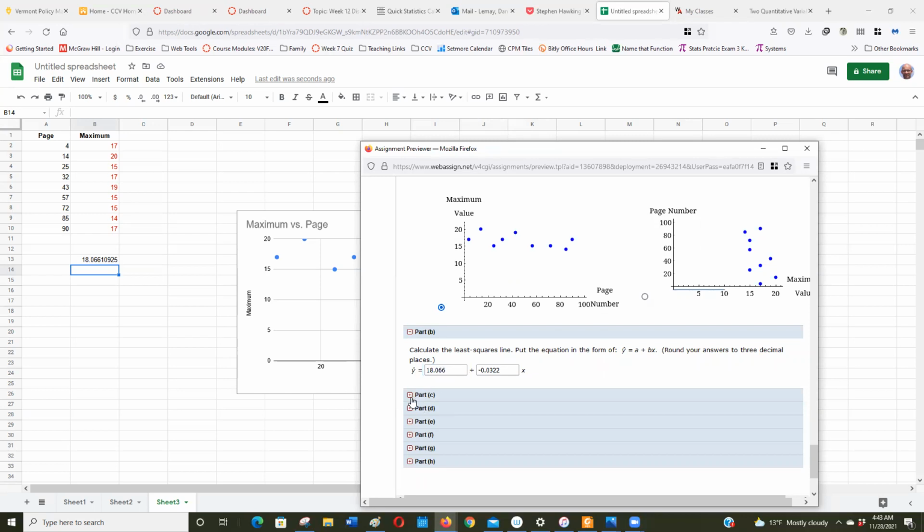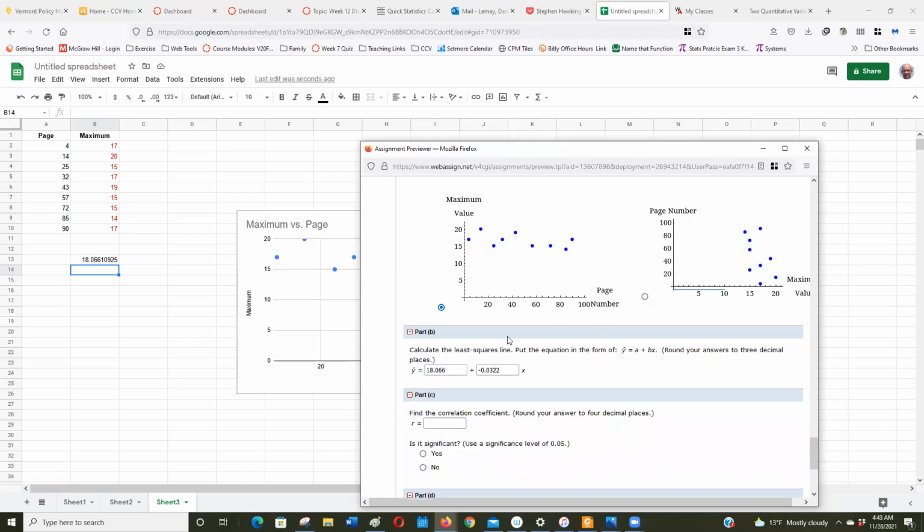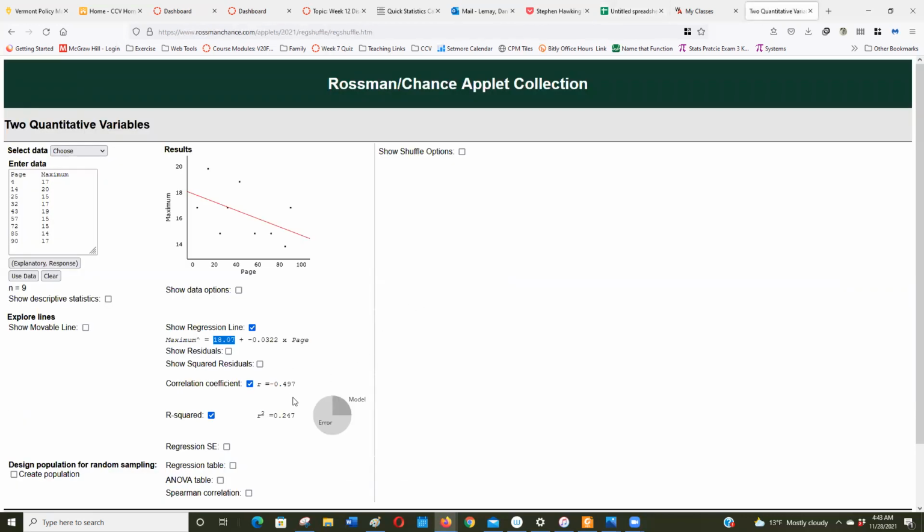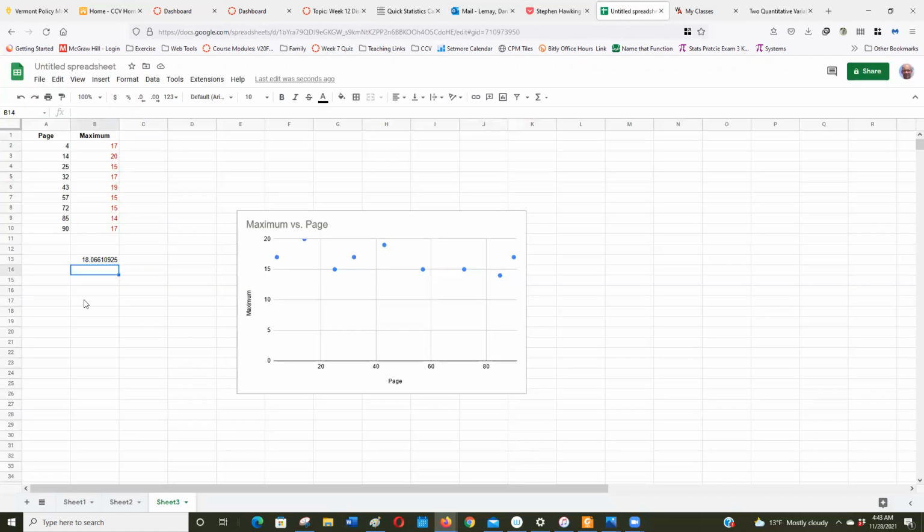Then part C asks for the correlation to 4 decimal places. Well, let's see what Rossman Chance gave me. That gave me the correlation to 3 decimal places. So let's go into the spreadsheet and do what you do to get the correlation. Do equals CORREL. I've done this in other videos. You don't have to do the Y first, then the X. I always do, just because that way I'm in the same pattern.